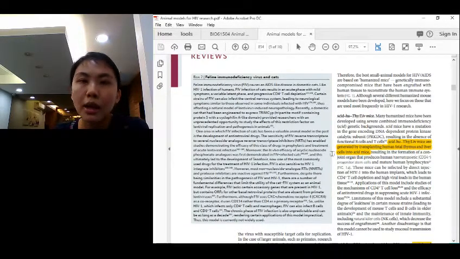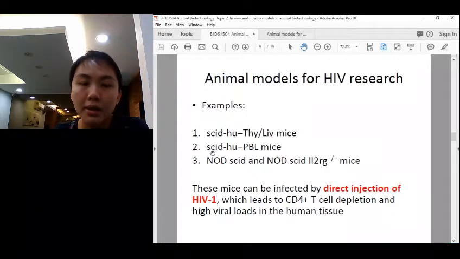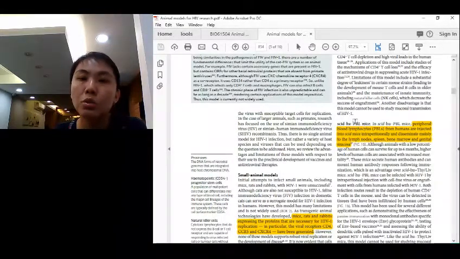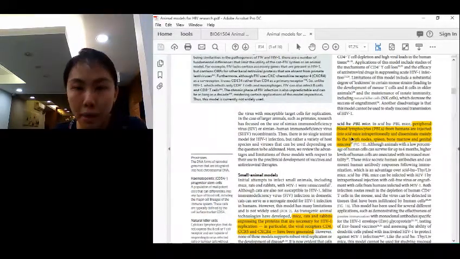All right. So then let us look at the other one. The other one is the SCID human PBL mice. So what's PBL? PBL refers to peripheral blood lymphocytes from human that are injected into these SCID mice intraperitoneally and disseminate mainly to the lymph nodes, spleen, bone marrow, and genital mucosa. So this is another strain of mice where they have implanted human peripheral blood lymphocytes into these immunocompromised mice.